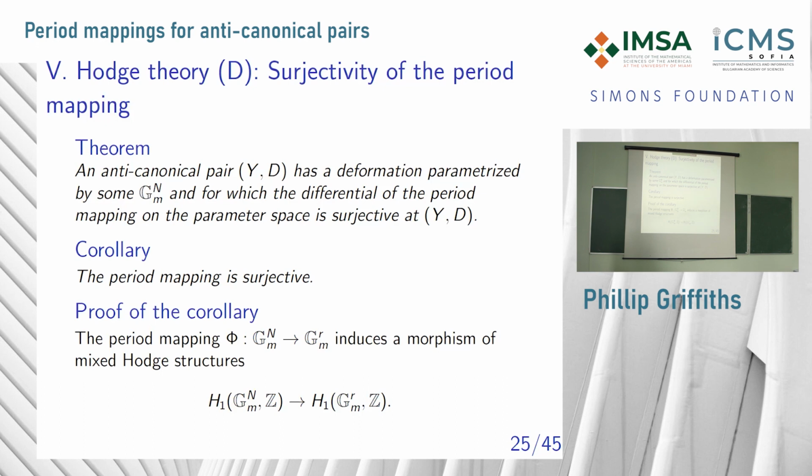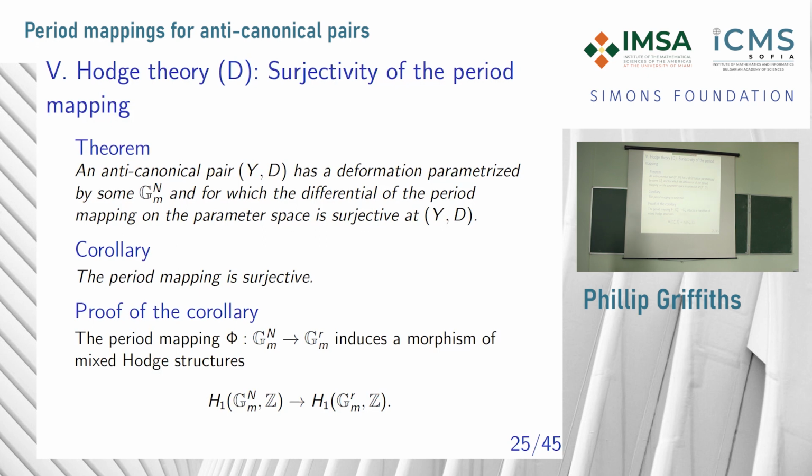Okay. So the theorem is that the anti-canonical pair has a deformation parameterized by some number of copies of C star, and the differential of the period mapping is surjective at that point. It doesn't say how many copies of C star, it just says that there's some copies. Okay. As a corollary, the period map is surjective.